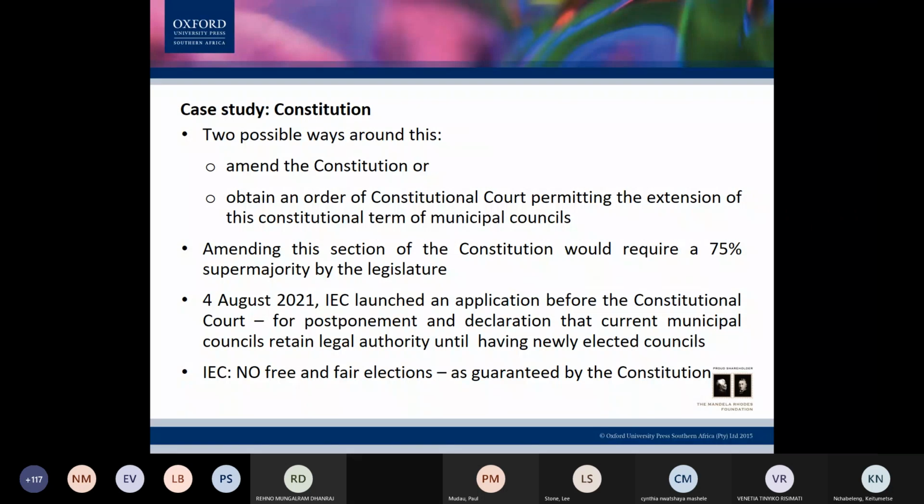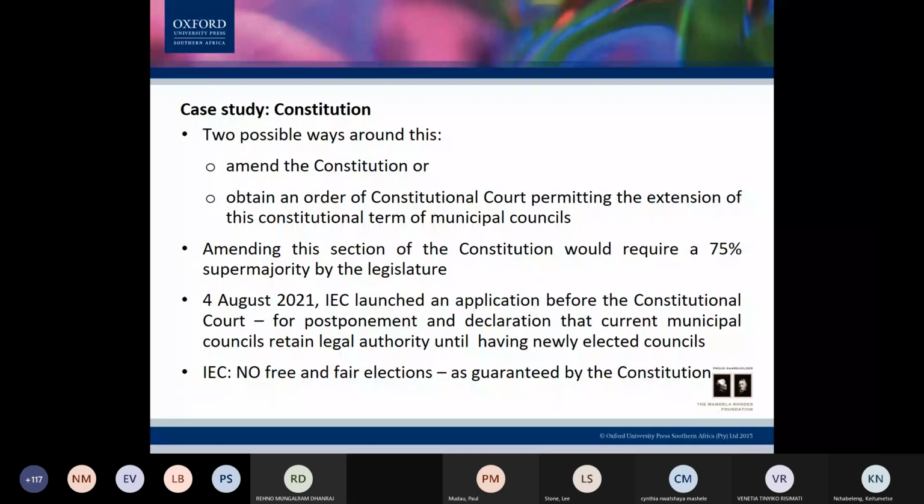The question is, will all the political parties participate in voting for the amendment of this constitutional provision? On the 14th of August 2021, the IEC lodged an application before the Constitutional Court requesting the postponement of local government elections and requesting that the court make an order that the current municipal councils should retain their legal authority until having newly elected municipal councils.